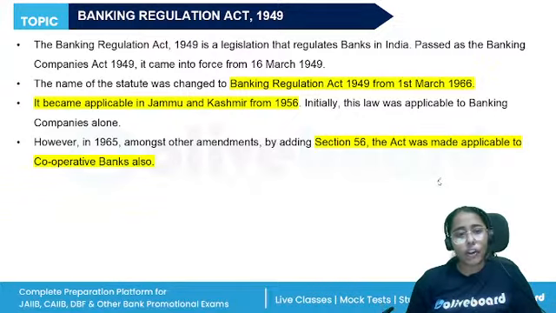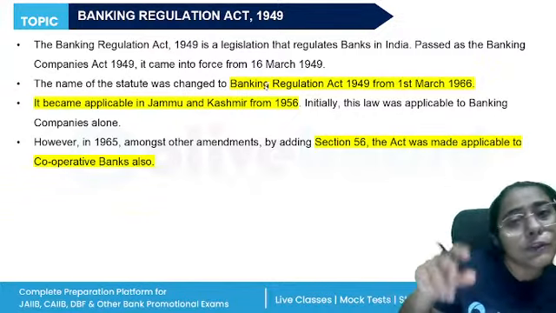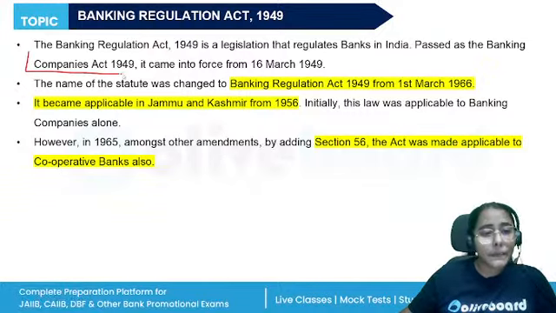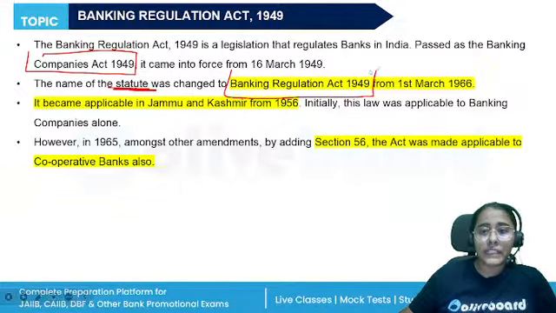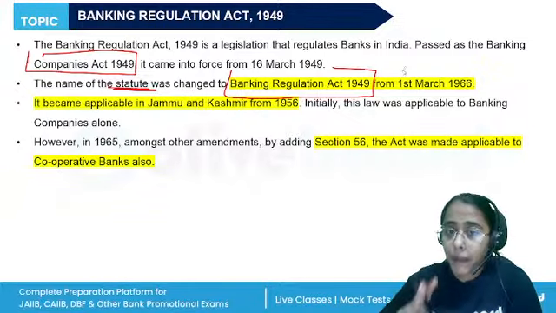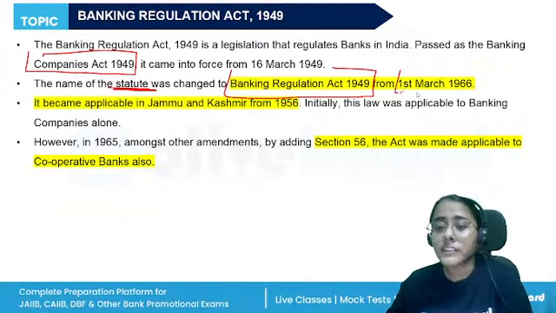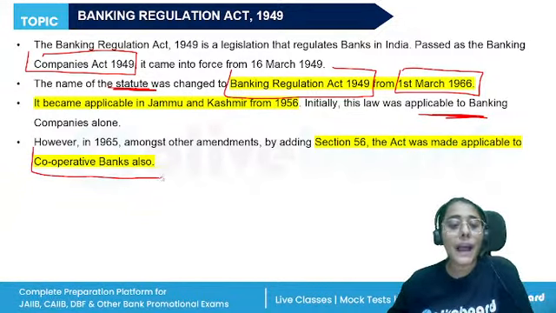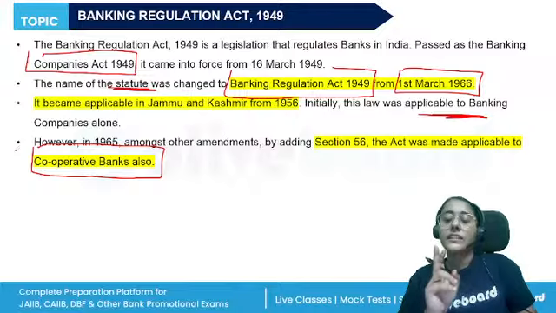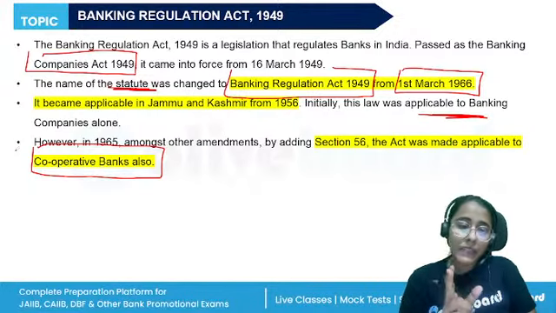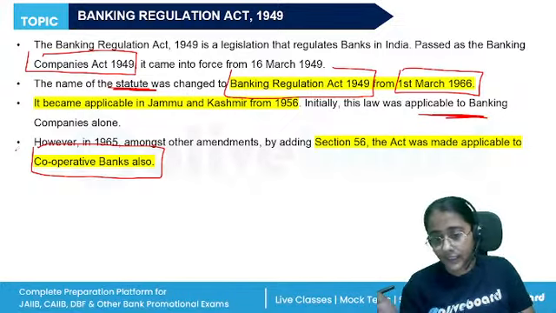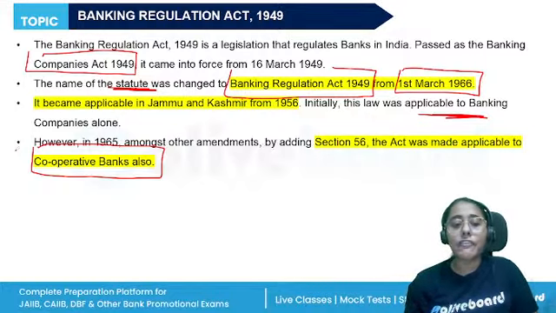Banking Regulation Act, we have already seen. This point that I told you, the change in name of the Banking Regulation Act: it was passed as the Banking Companies Act of 1949. It was changed to the Banking Regulation Act 1949. The name was changed to the Banking Regulation Act when? From 1st March 1966, because it is applicable to the cooperative banks also. Initially, the Banking Companies Act was applicable to the banking companies alone. After the change in its name in 1966, it is applicable to the cooperative banks as well.